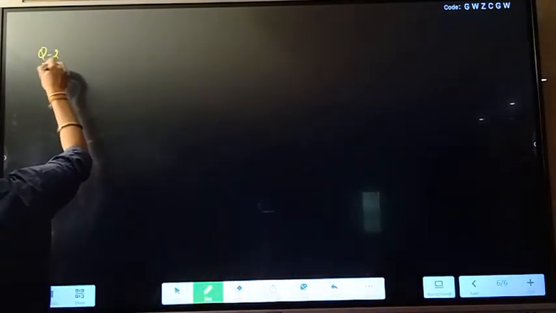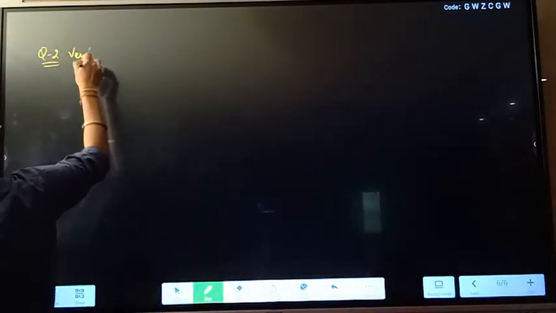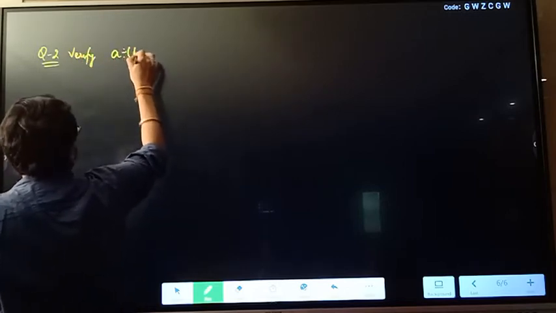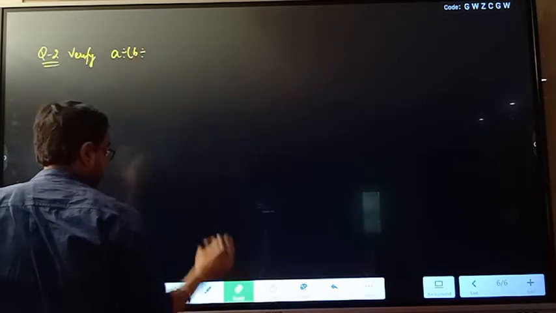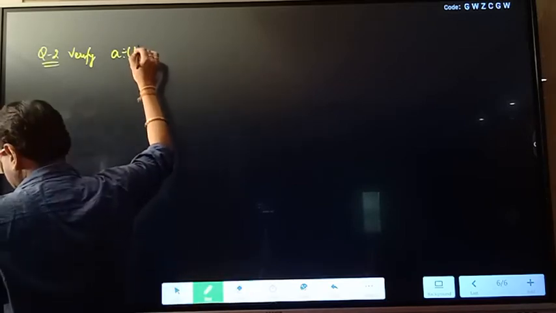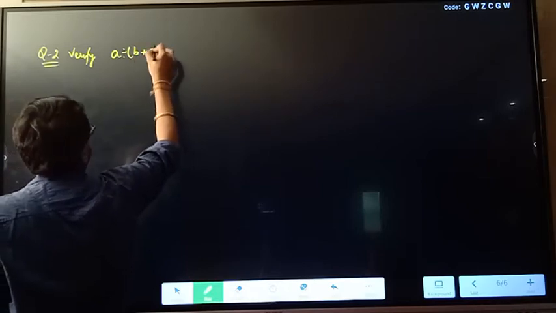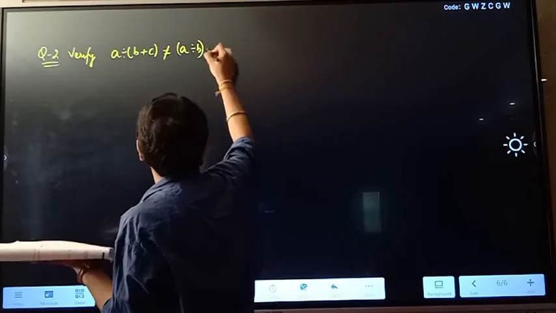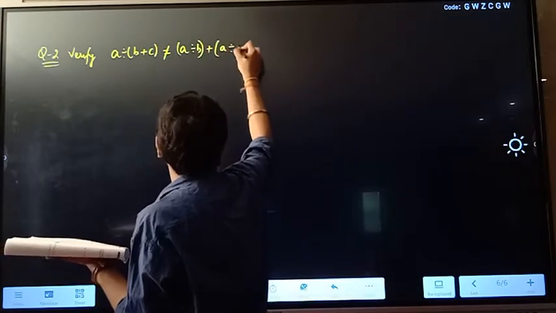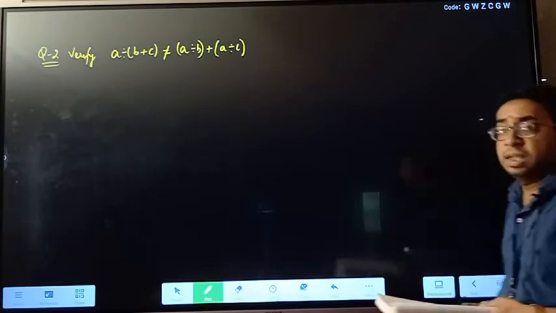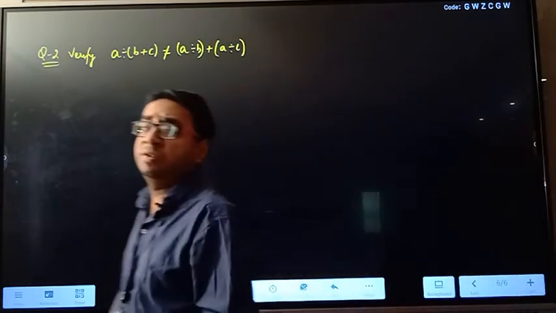Question number 2. Verify what? Verify A divided by (B plus C) is not equal to A divided by B plus A divided by C. It means we have to prove, as we have already proved the distributive property, that division does not hold good for the distributive property.